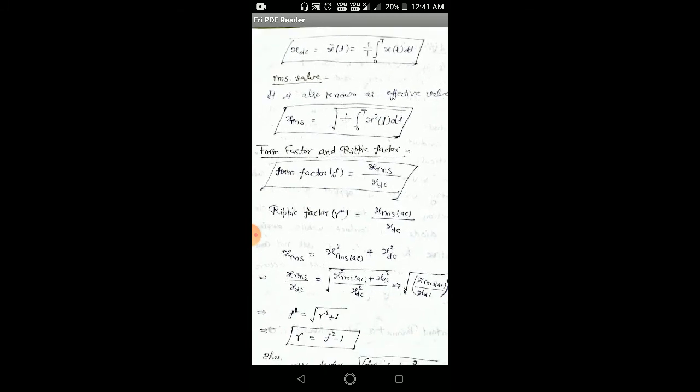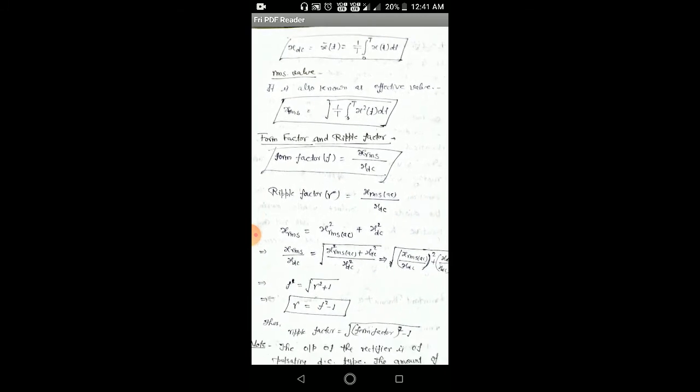And the RMS value, the root mean square value, is also known as the effective value and is calculated by the formula x RMS is equal to under root 1 by T integration from 0 to T x square(t) dt.